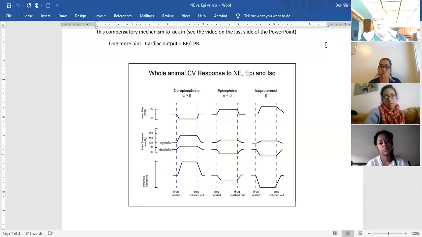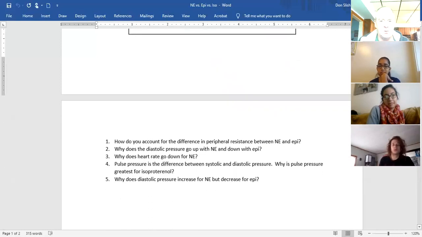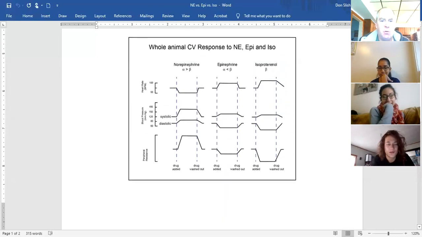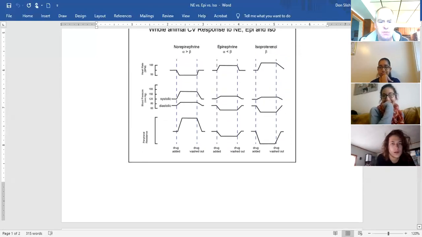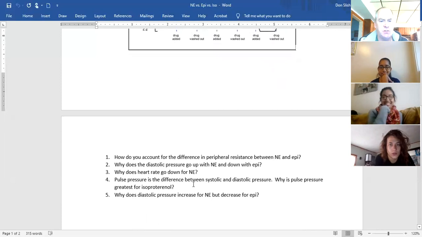I don't know. We'll come back to this next week after we do hemodynamics. So I feel like I've lost you all at this point. Anyone lost besides me? No? Okay, just me. Why does diastolic pressure increase for norepinephrine but decrease for epinephrine? It's like the same question over and over again. So did I ask that already? What was my first question? How do you account for the difference in peripheral resistance? Oh, look at this, I asked it twice. Okay, so let's not answer it again.